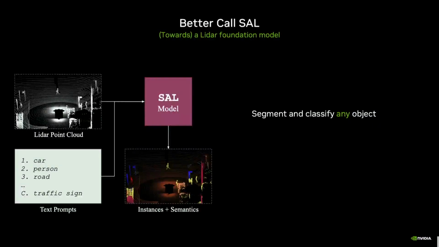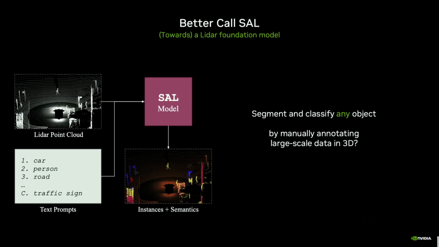So how does this model work? It's sort of, let's say in 2 words, a LiDAR foundation model. I would still not call it a LiDAR foundation model, but let's say laying the groundwork for that. The idea is that you want to take your LiDAR point cloud and your text prompts, right? What do you want to detect from the scene? The fire hydrants, trash cans, or even common objects like cars or persons. You want to pass them onto our SAL model, and this will give you instances plus semantics. So basically, you want to segment and classify any object. And again, here we're talking about panoptic segmentation, right? Like the instance part is very important.